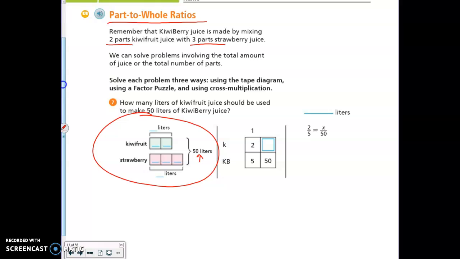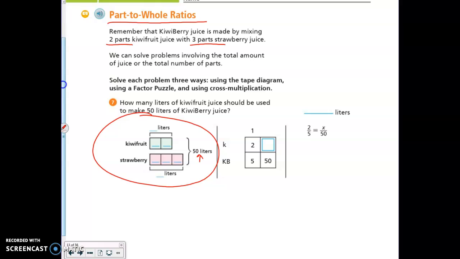We are not looking for how to make this into 15 if I've got a part-to-part relationship, like what if I've got 15 parts of strawberry juice, how much kiwi fruit juice would I have? No, now we're looking for, if I still have the same ratio, 2 to 3, 2 parts kiwi fruit juice to 3 parts strawberry juice, what are my numbers going to be when I want to get to a total of 50 liters of this mixture, not of one part or the other?